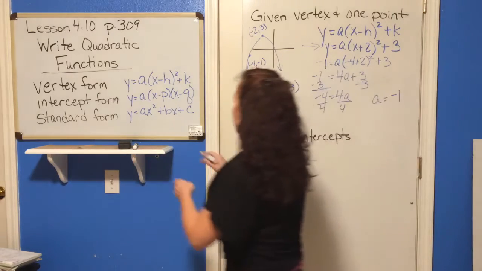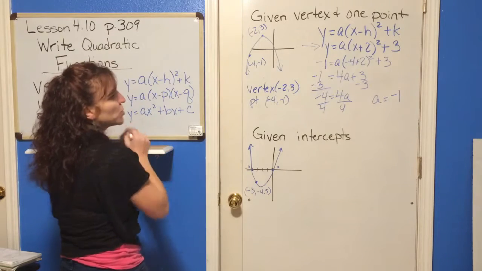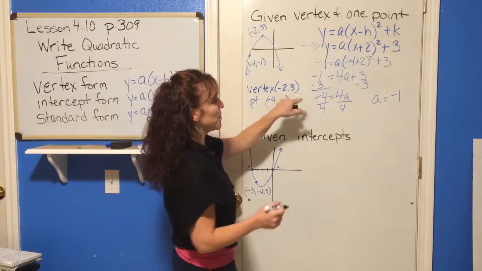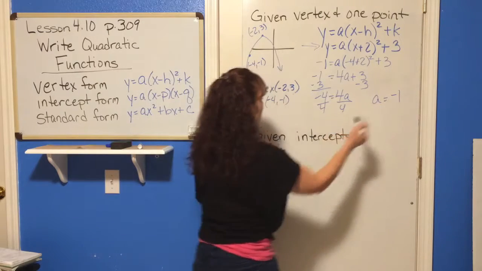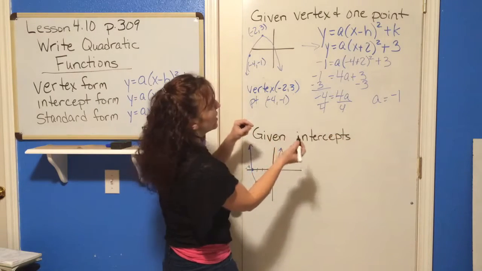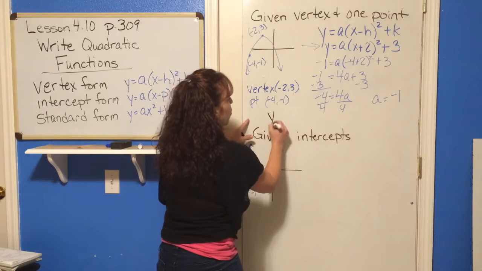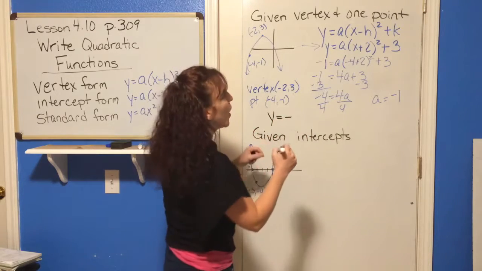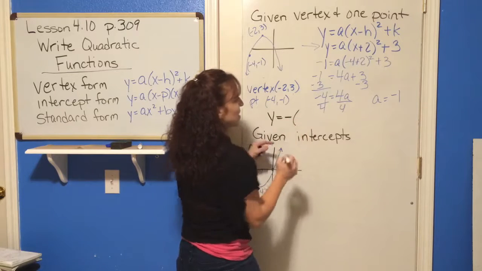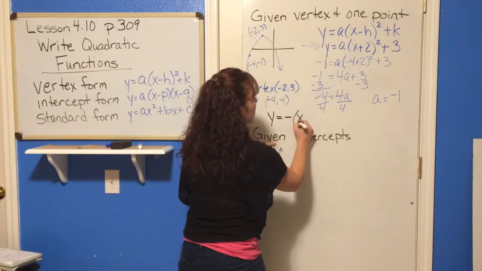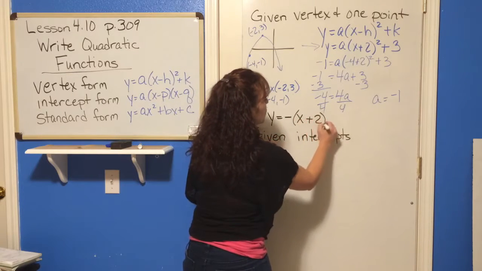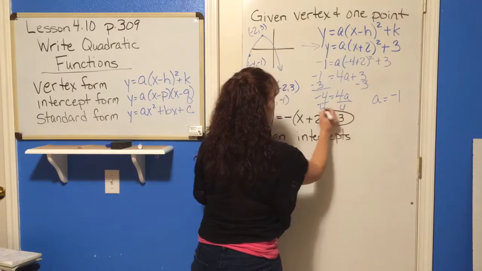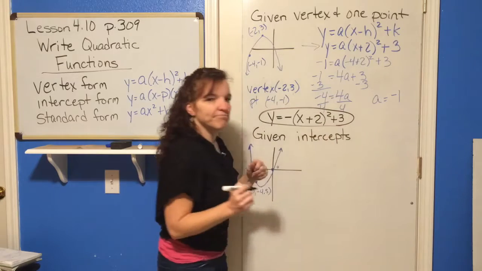So now you have everything you need to write the equation. You have your vertex and you have a. So now you simply put it into the original form. y equals -1. You can just put negative, you don't have to put the 1. I would rather you didn't, please. y equals negative (x plus 2) squared plus 3. And you're finished.